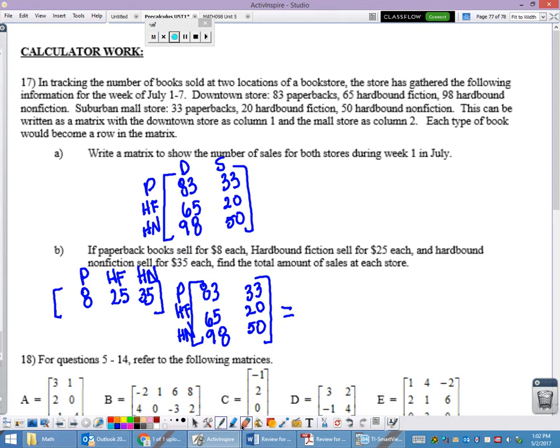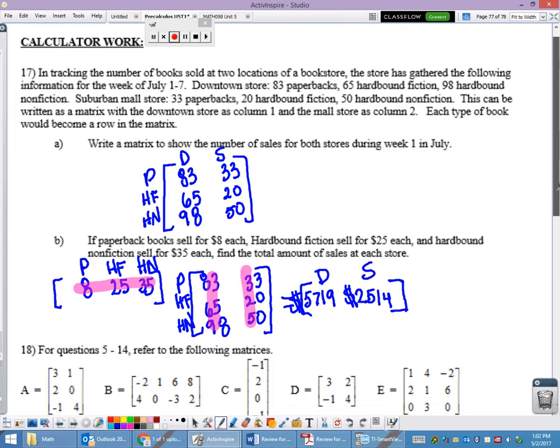Now I'm just going to multiply. Remember, to multiply, I do row times the columns. So I know my resulting matrix is going to be a 1x2 matrix. And so when I do that multiplication and add them together, I know my downtown store made $5,719 and my suburban made $2,514. So that gives me my total for the downtown store and the suburban store. And again, you want to put your dollar signs on here so I know you know the units.